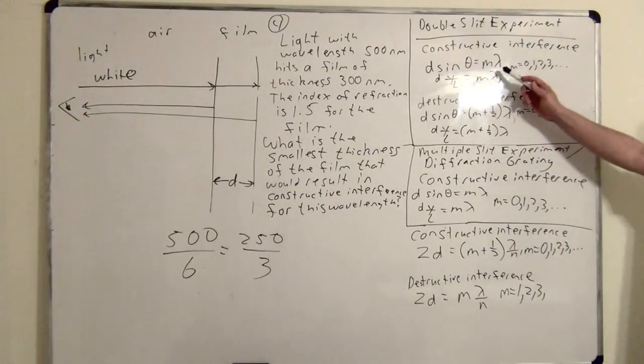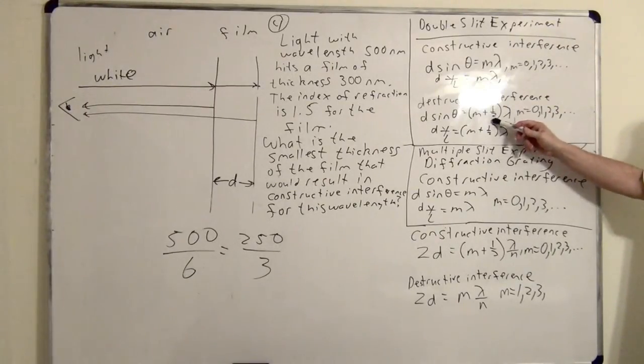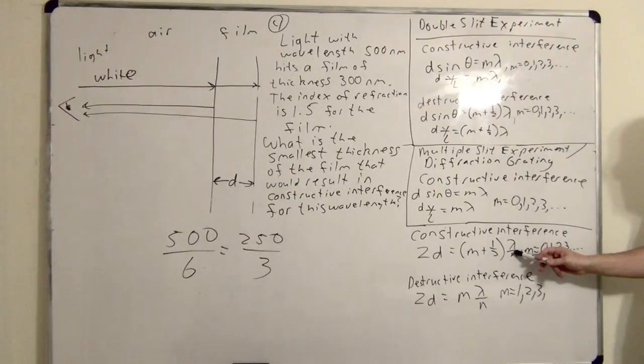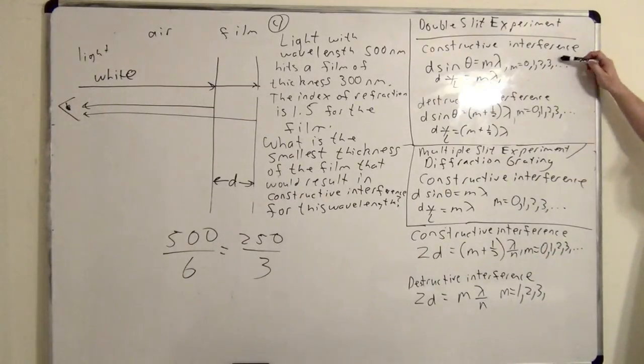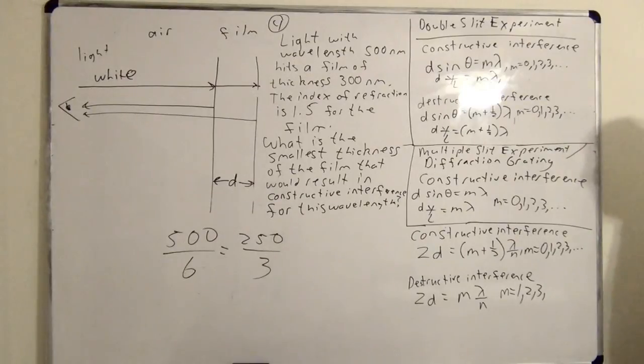So in these equations, what units are probably best to use? Meters. In here? Meters. In here? Meters. In here? Notice this is the constructive interference equation for the double-slit experiment. Does it have m or m plus 1/2? How about for the thin film? What does the constructive interference equation look like? M plus 1/2. So that's a trap that someone might fall into easily.